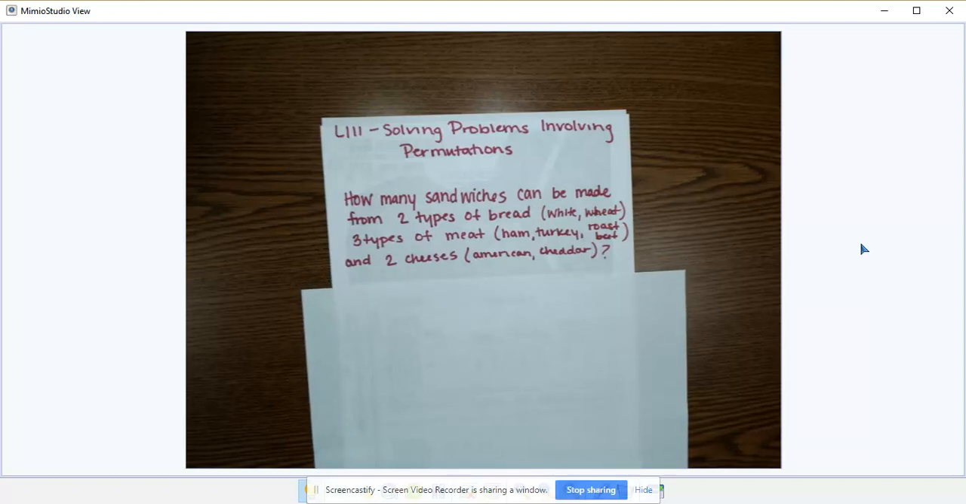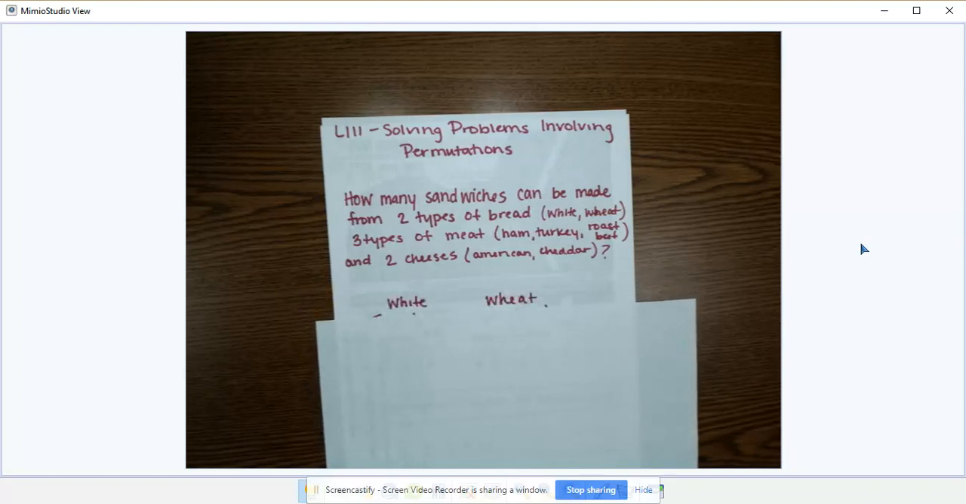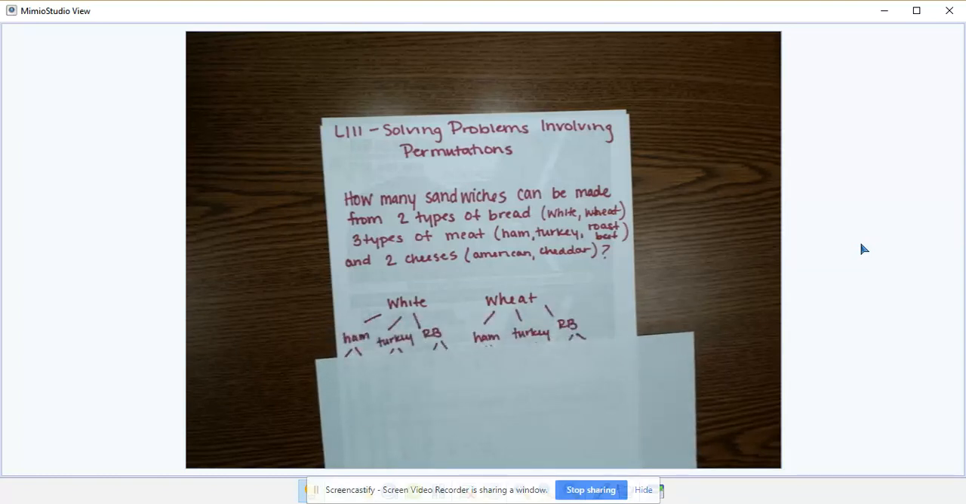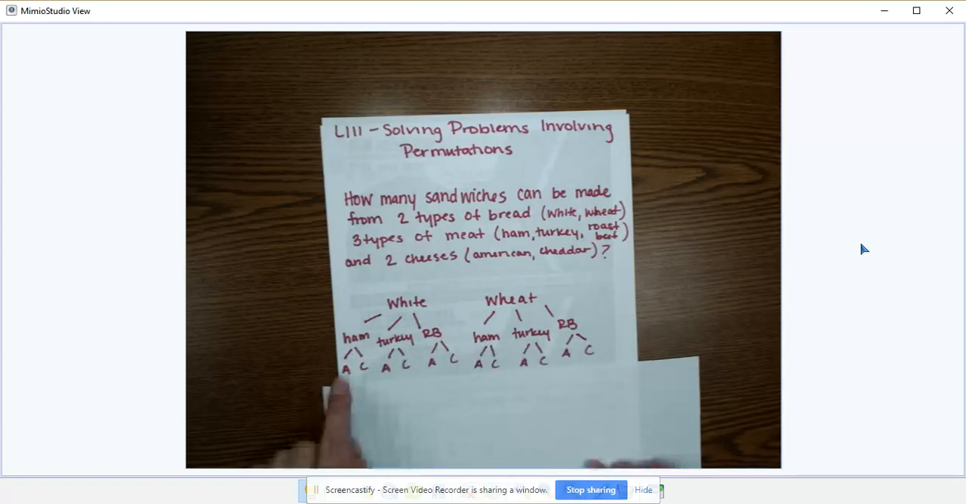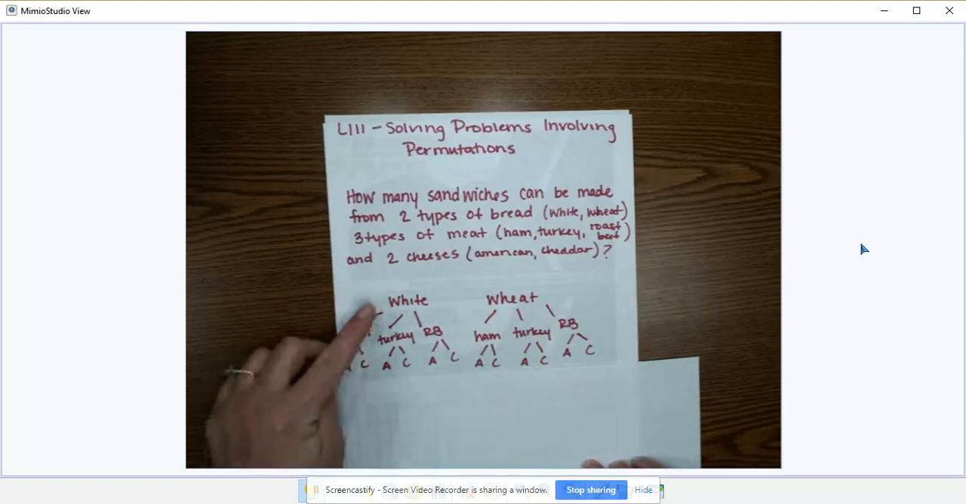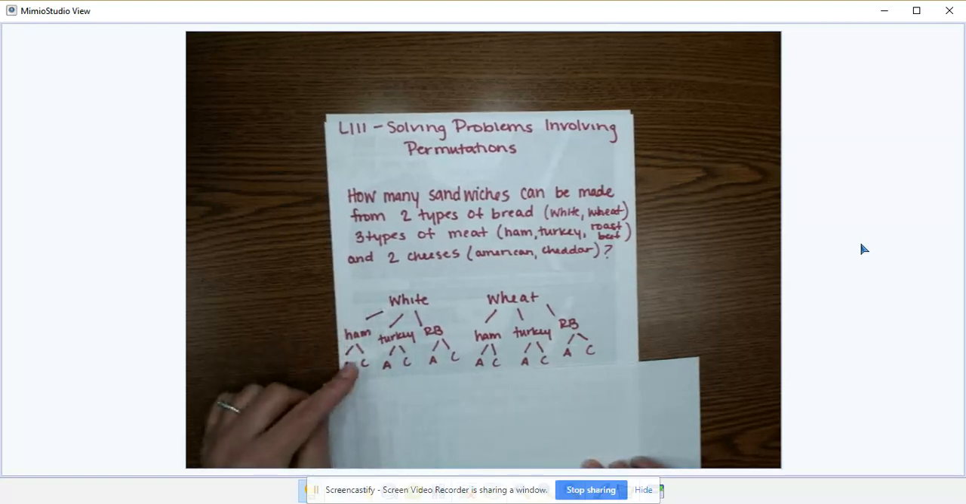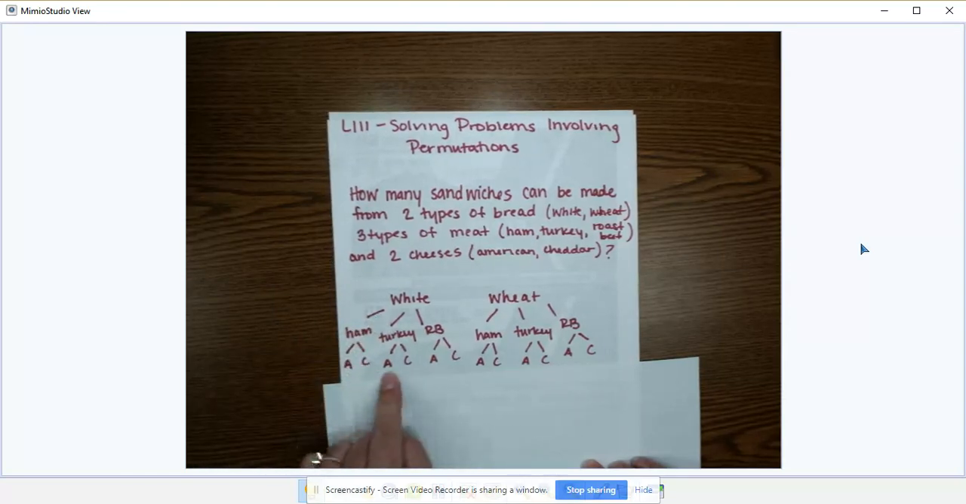A basic way to answer this question would be to start a tree diagram. So we have white and wheat bread, and then off of each type of those breads, we have our 3 different types of meat. So we have ham, turkey, and roast beef off each of those. And then off each type of meat, we further our tree with American and cheddar cheese as options. So we have a white bread with ham and American cheese, white bread, ham, and cheddar, white bread, turkey, and American, white bread, turkey, and cheddar, and so forth.